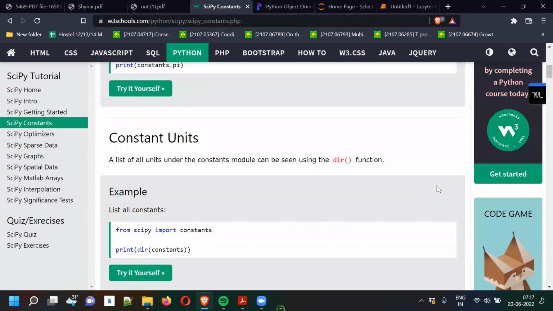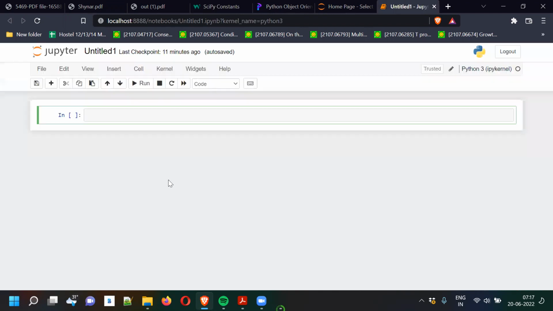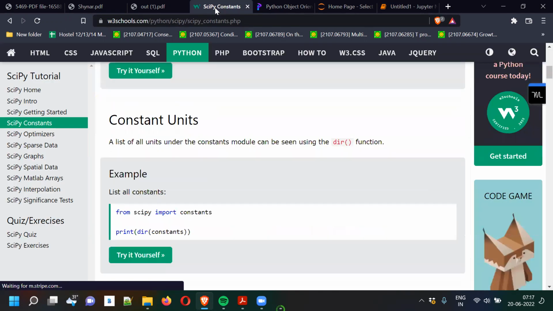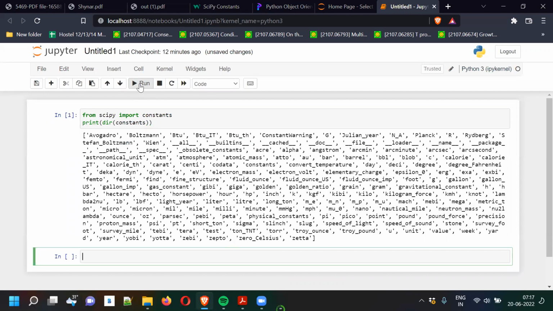All right. So let's go directly to some more involved examples. The list of all unit-centered constants can be seen using this module. So let us look at the list of all the constants that we have. What is the code? print(dir(constants)). This will show us all the constants in SciPy. These are the ones.